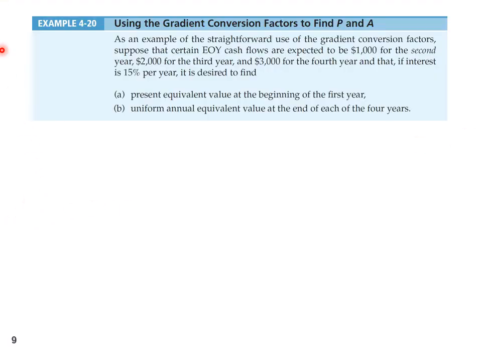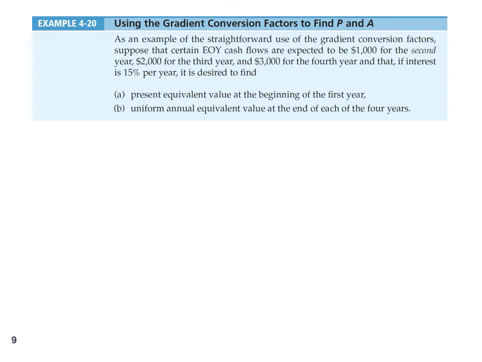Okay, so let's solve an example problem for this gradient conversion. Let's assume that the end of year cash flows are expected to be $1,000 for the second year, and 2,000 for the third year, 3,000 for the fourth year, and it increases in this way. And the interest rate is 15% per year. Okay, so in part A, we want to find the present equivalent value at the beginning of the first year.